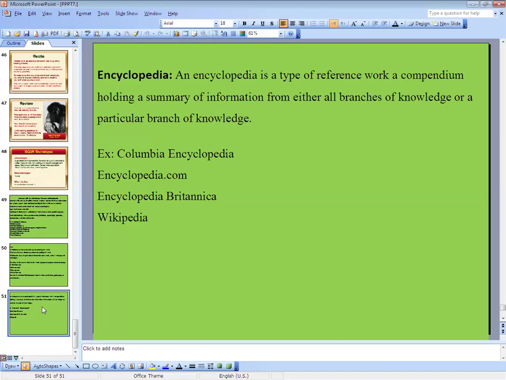Then at the last, we have the encyclopedia. It is a type of reference work which consists of a summary of information either in all branches of knowledge or a particular branch of knowledge. It is also based upon alphabetical books. We have different volumes of books for this. We have Columbia Encyclopedia, encyclopedia.com, Encyclopedia Britannica is mostly used, Wikipedia is there. So these are useful. In the classroom, they may not be able to use the encyclopedia, but always suggest the use of dictionary and thesaurus for your students.